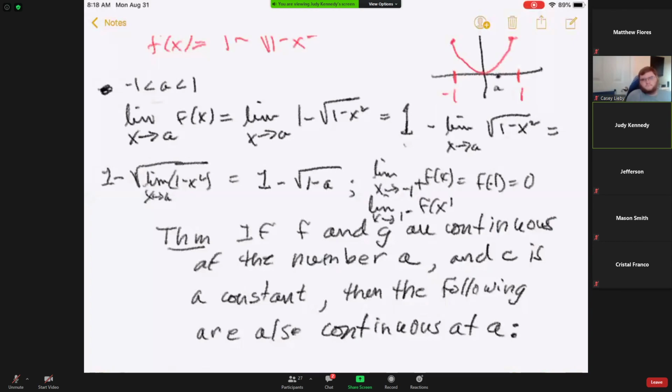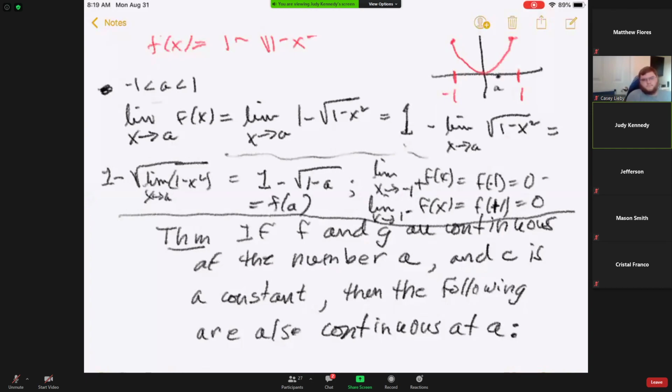And likewise, checking the +1, you can only come in from the left there, but the same string of reasoning as we used here will apply with the limit from the left. Okay, so we get 0. And since this was f of a, this is f of -1. And f of +1 is the same thing.